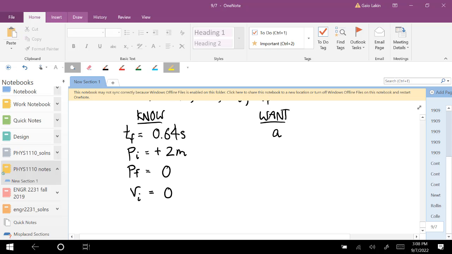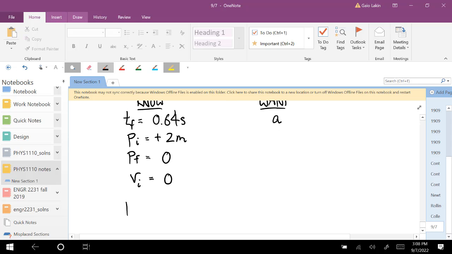Okay, so here's what we know and want. Are there any of those three equations that have acceleration in it and everything else in it is known? The first one again, yep. So P final is equal to P initial plus V initial time final plus 1/2 A time final squared.